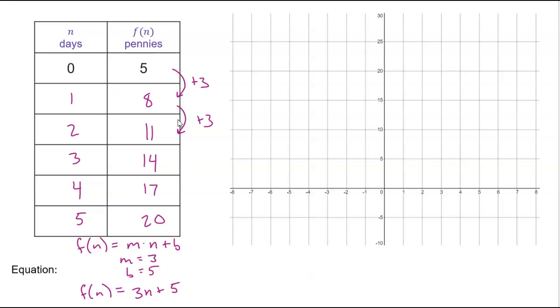We can graph these points. Let's see, we have 0, 5. 1, 8, maybe up here, 2, 11, something like that. 3, 14 is going to be up here. 4, 17, and then 5, 20. And that looks like a straight line, which is what we'd expect for an arithmetic equation, or an arithmetic sequence rather.